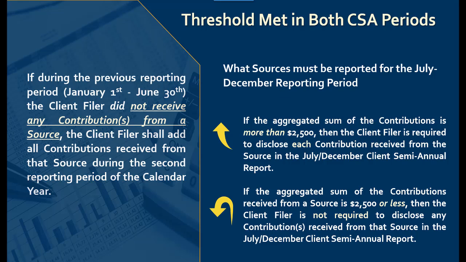In contrast, if the aggregated sum of the contributions received from a source is $2,500 or less, then the client filer is not required to disclose any contributions received from that source in the July-December client semi-annual report.